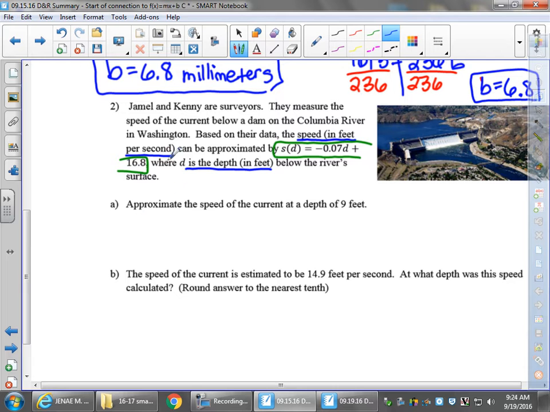Fantastic. Now, I don't see where it asked me to define variables, but what are we always going to do? Always going to do it anyway. So D represents, what's D? Speed. Try again. Be careful. Depth in feet. So update your notes. By the time we're done, this should be a perfect model of what it means to write linear equations and use them. And then S of D represents speed. How is speed being measured? Feet per second.